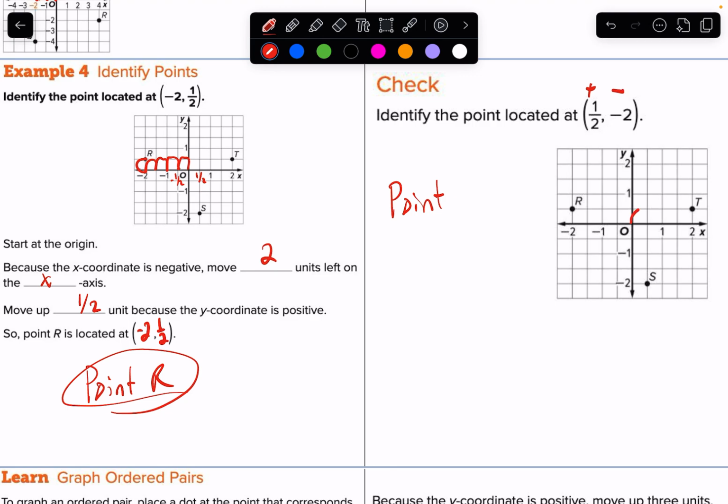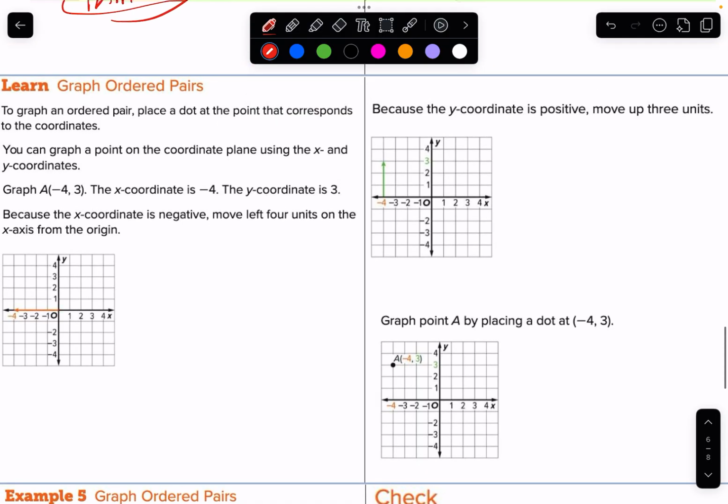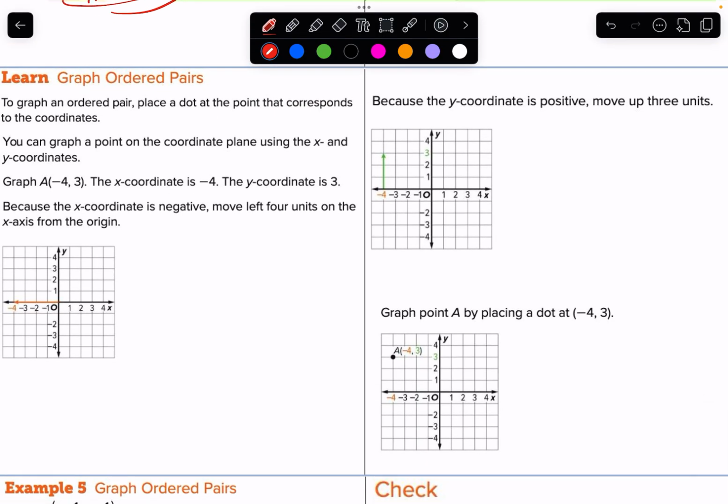So we have to go a half positively right, and then we're going to go down 2 whole pieces. So if I do that again, that's a half this way, and then it's down 1, down 2. So that'd be point S. To graph an ordered pair, place a dot at the cross point that corresponds to the x and y coordinates. You can graph a point on the coordinate plane using the x and y coordinates.